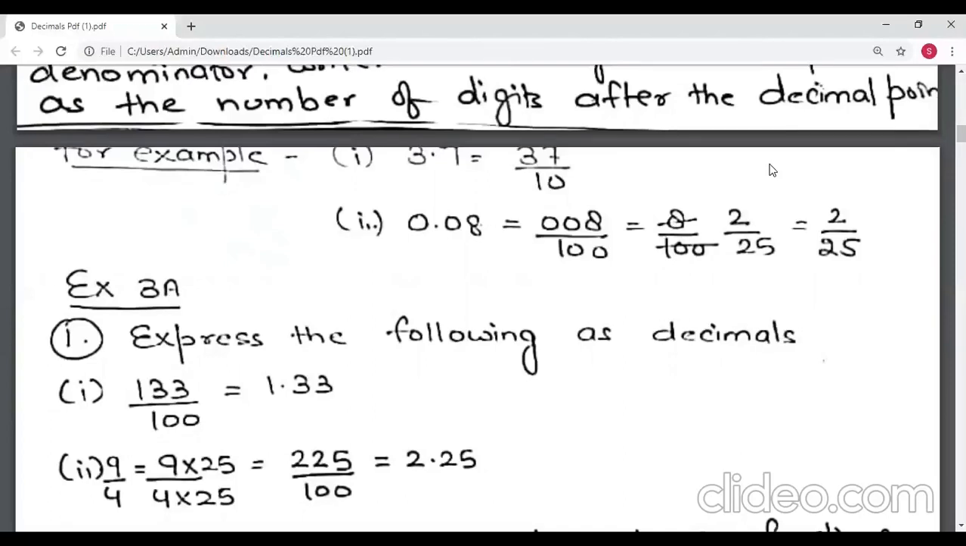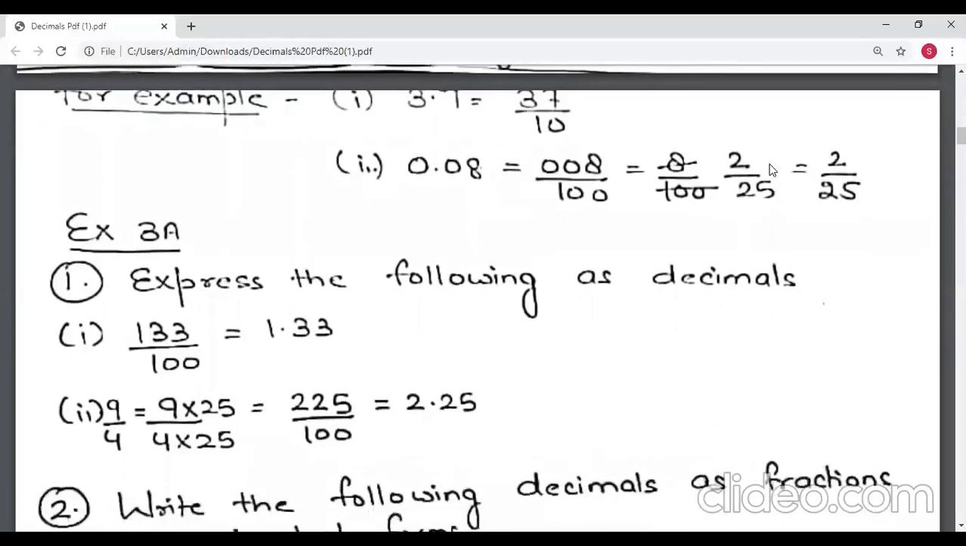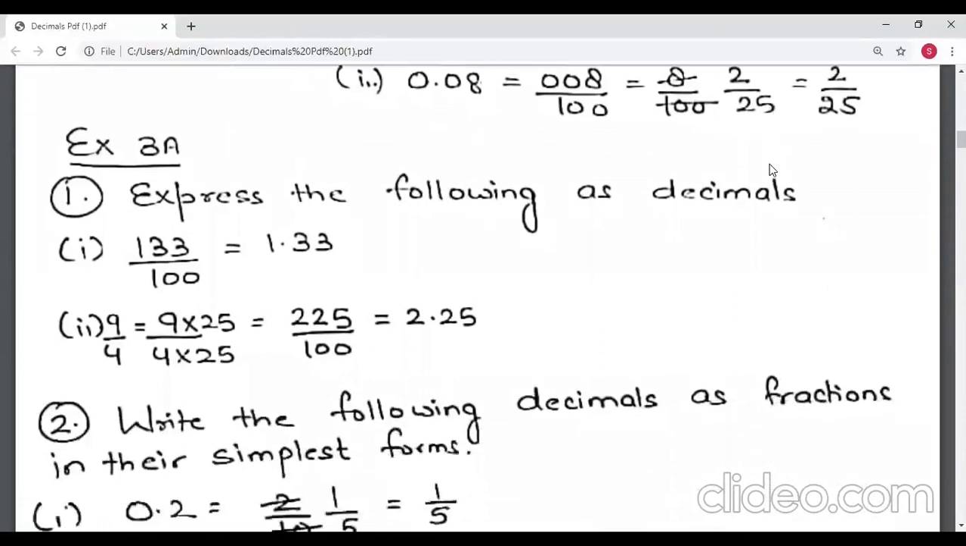Now let us discuss some of the questions from exercise 3A. Your first question says express the following as decimals. First part is 133 upon 100. Two zeros are given in the denominator. So this number will be written as 1.33.